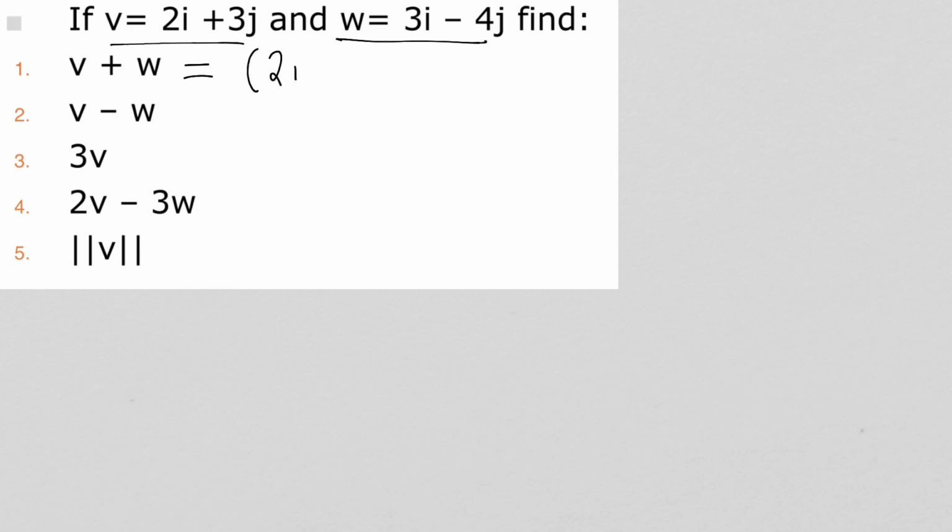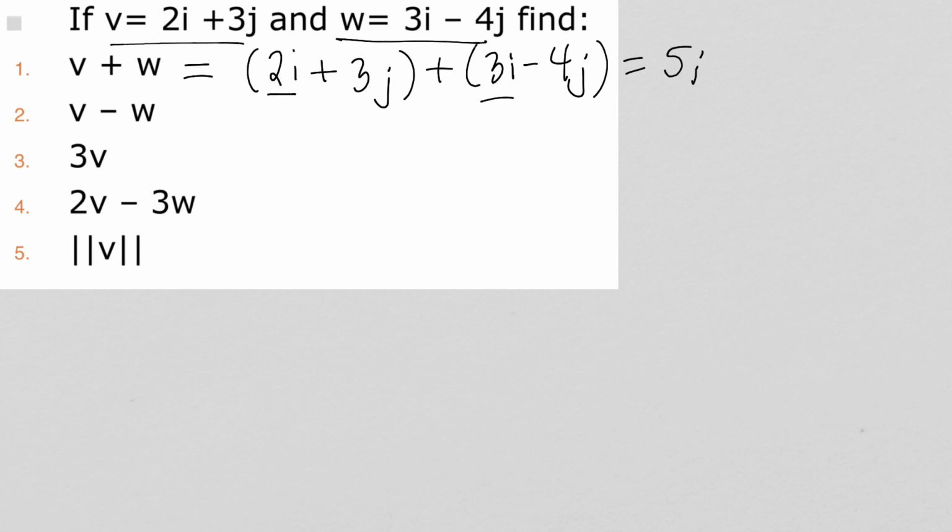So here I'm doing 2i plus 3j. I'm going to be adding on to it 3i minus 4j. So when I add these together, I'm combining my like terms, so I get 5i. And then 3j minus 4j is negative 1j. So there's the answer for the first one.